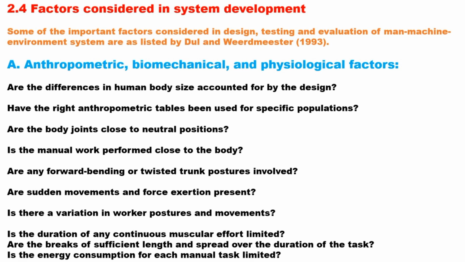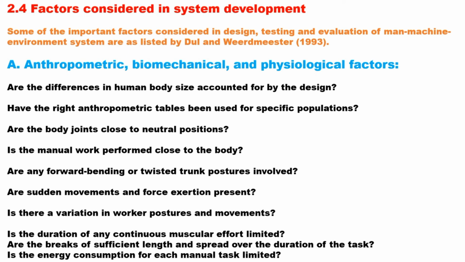2.4. Factors considered in system development. Some of the important factors considered in design, testing and evaluation of man-machine environment systems are as listed by Dull and Weerdmeester, 1993. A. Anthropometric, biomechanical, and physiological factors. Are the differences in human body size accounted for by the design? Have the right anthropometric tables been used for specific populations?